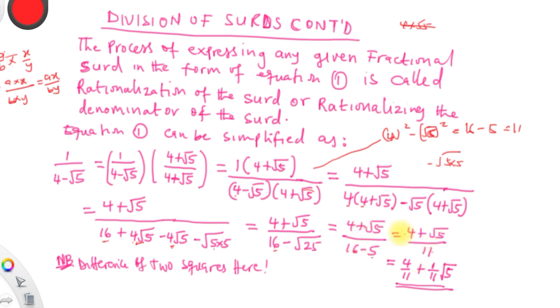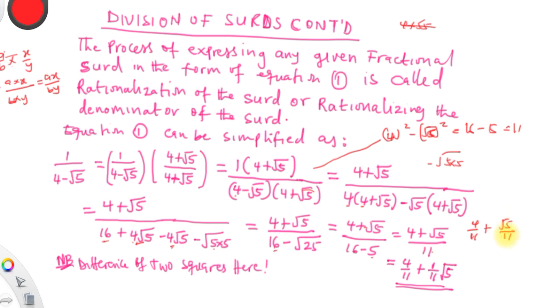So we get 4 plus square root of 5, all over what? 11. And then if you have this, you can just separate them. Obviously, you can separate them as 4 over 11 plus 1 over... So in actual fact, this is equal to 4 over 11 plus square root of 5 over 11.